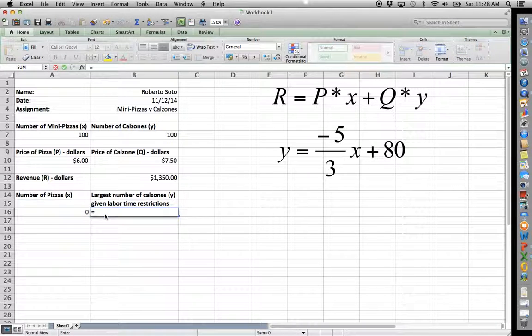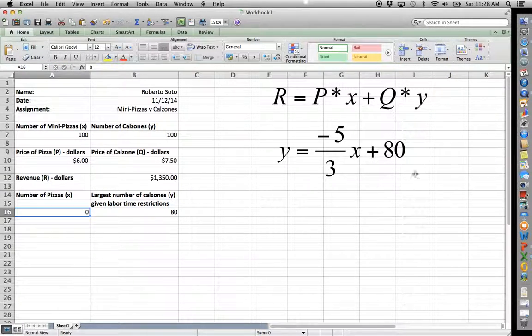So it's going to be equals negative 5/3. So I'm going to put it in parentheses. Negative 5/3, 5 divided by 3, times, and then X is the number of pizzas, so times 0 plus 80.